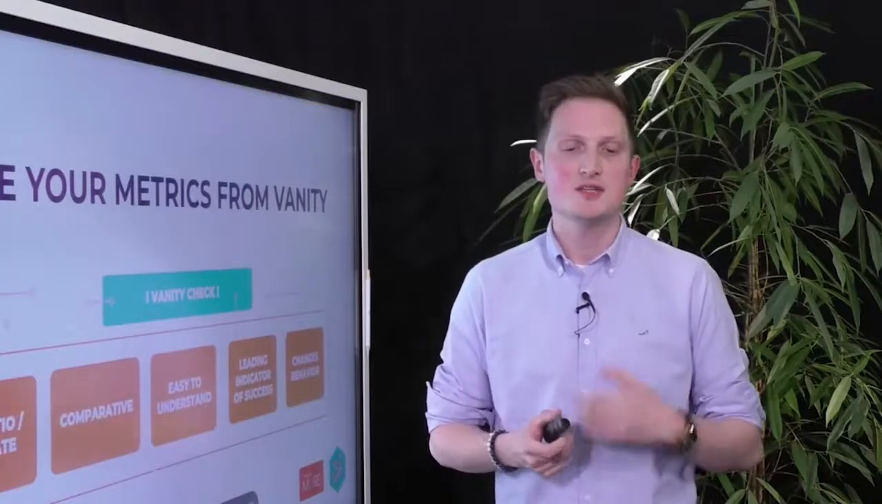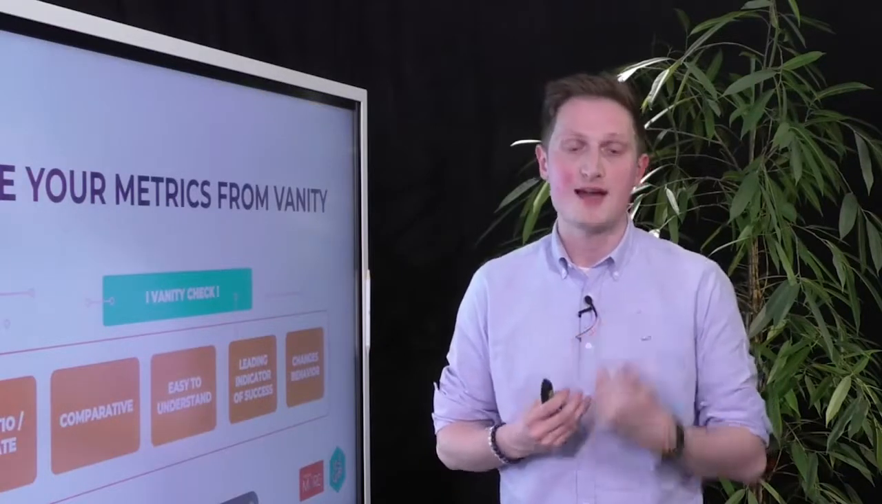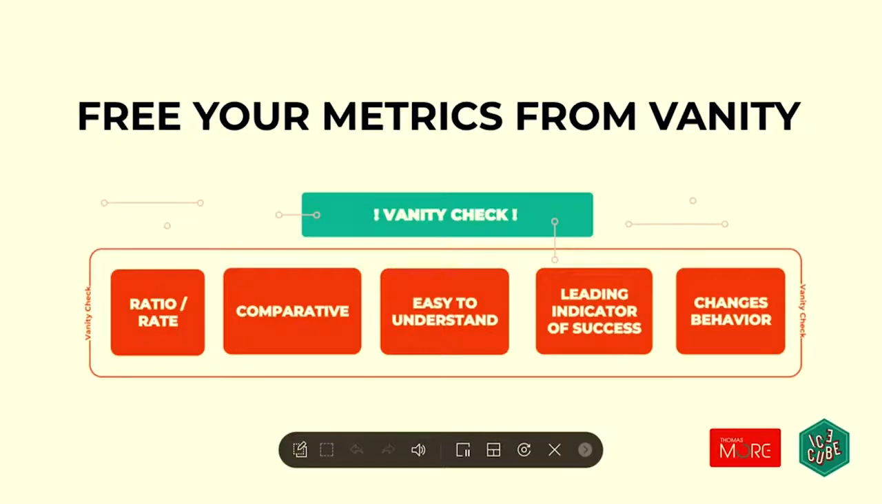And the vanity check consists of 5 factors. The first one is it needs to be a rate or ratio. So you don't want to just be counting numbers, you actually want to look at percentages. And with that comes that your metric needs to be comparative. You need to have a context, a baseline to your metric. You can do this by looking at your historical data, or you can do this by looking up industry benchmarks online. There's a ton of reports out there, you just need to find them.